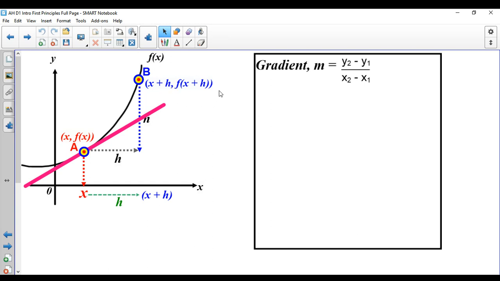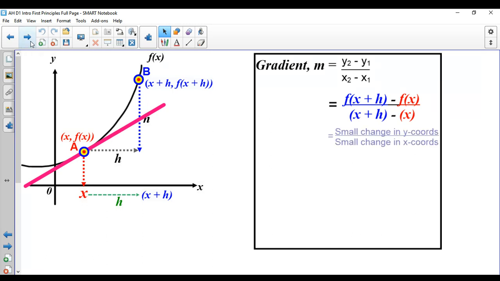If you have the y values being f of x plus h and f of x, then the difference in the y's will be as so, and the difference in the x's, what you'll notice is the x's can cancel down there. What does that mean to us? We are trying to find out the small change in the y's over the small change in the x's. And then remember that gradient is represented through differentiation, or differentiation represents gradient.